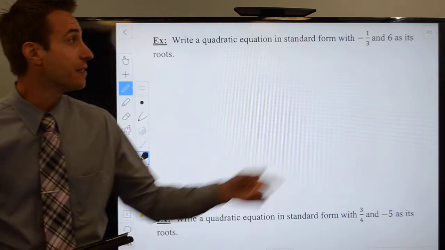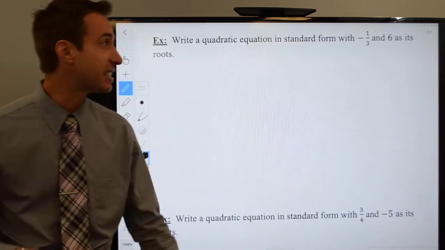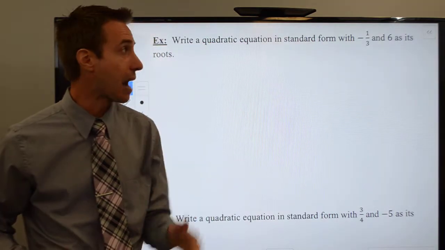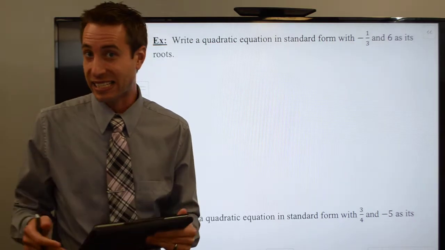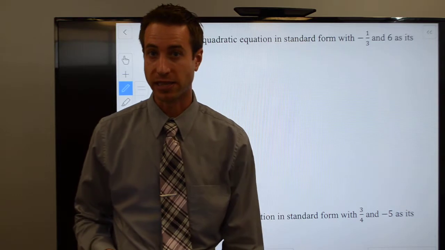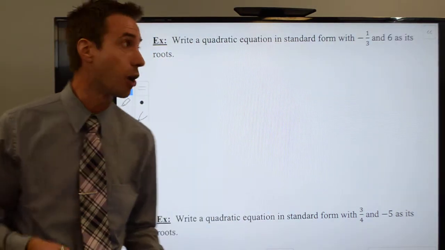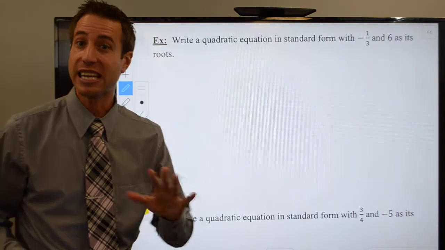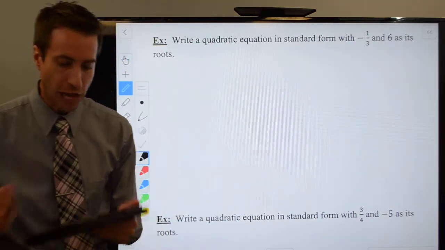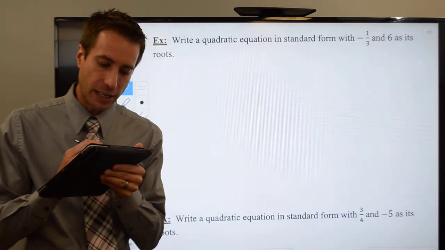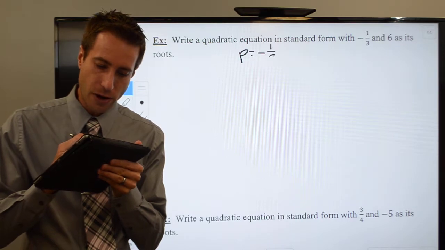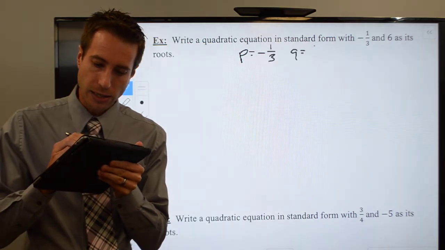I've given you the roots of the solution. This means that if I were to graph the quadratic equation, it would cross the x-axis. Its x-intercepts would be at -1/3 and +6. What I want to know is what quadratic equation in standard form has those roots or solutions. So here we go. First I need to figure out P and Q, which are given to me in the problem. We'll make P the -1/3, and we'll make Q the +6.